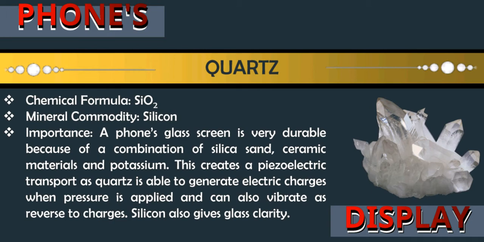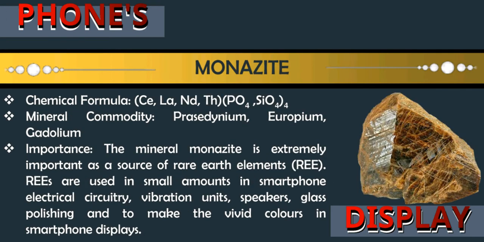Learning something new? I hope so, because we still have a lot left to finish. Second, we have monazite. Isn't that amazing? Monazite is rich in rare earth elements, or REEs. These REEs are pretty useful in the production of smartphones, especially in creating vivid colors in smartphone displays.